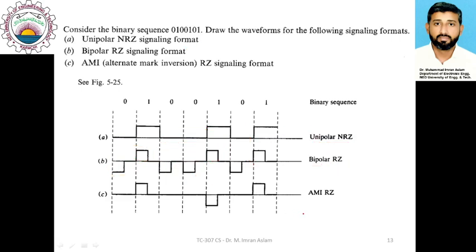And for RZ-AMI, we know that zeros will be represented by 0 amplitude. So all zeros are having 0 amplitudes. So you can see that we have 0 amplitude corresponding to all 0. And for ones, we will be having alternate pulses. So the first one is represented by a positive pulse, the second one is represented by a negative pulse, the next one is represented by a positive pulse. And so these are the commonly used signaling formats in pulse code modulation.